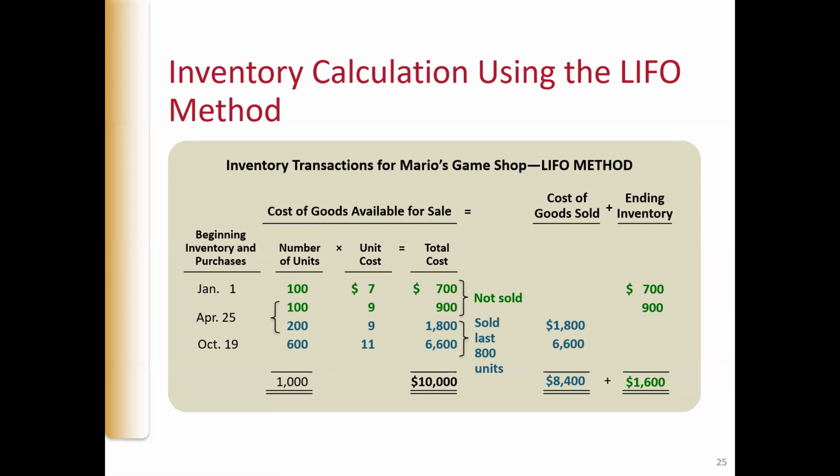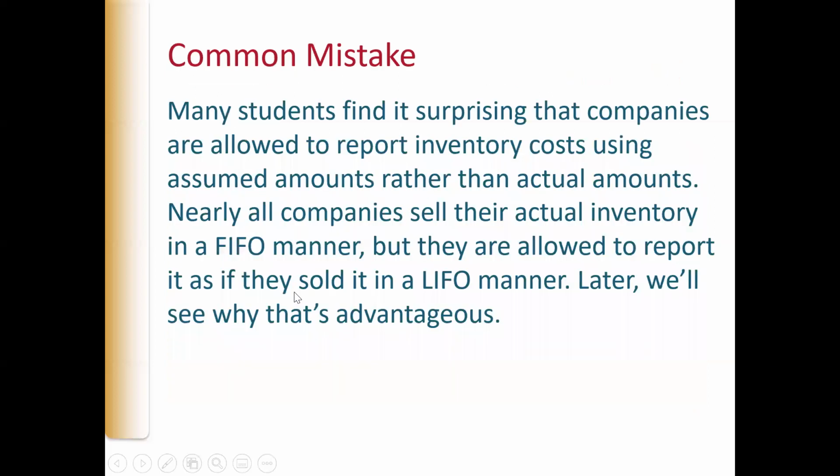Does that make sense? So what this is doing is we've got to earmark which ones we're selling, so we can show what went into cost of goods sold and what's staying on the balance sheet as an asset.